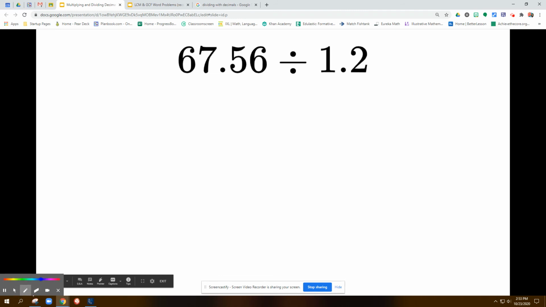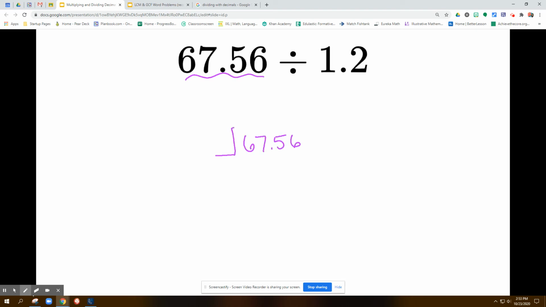For this problem, I'm going to go ahead and set it up again to solve my division. So I'm dividing up 67.56, and I'm dividing that number by 1.2. Now, with this problem, I realized that I have a decimal as my divisor, and this can be really difficult to do because not many people know how many times 1.2 can go into 6. But to solve that problem, I'm just going to go ahead and change this 1.2 into 12.